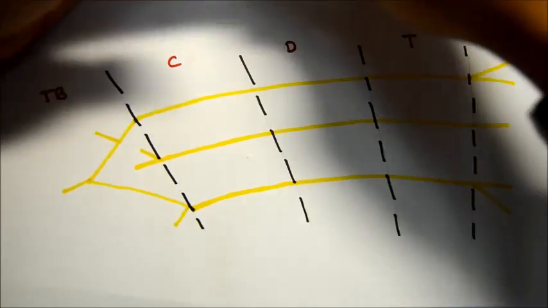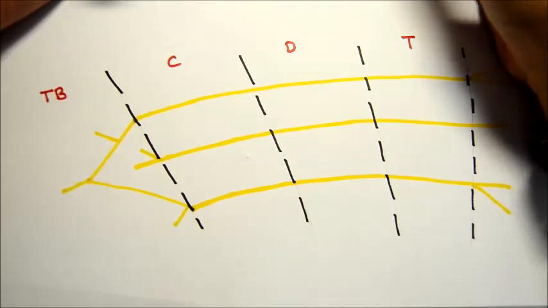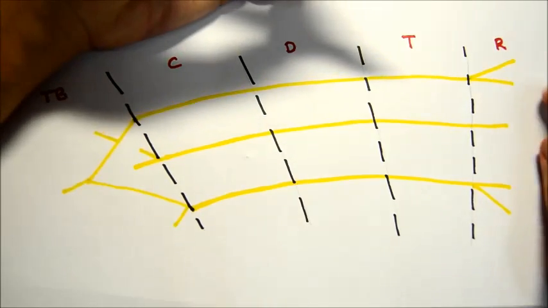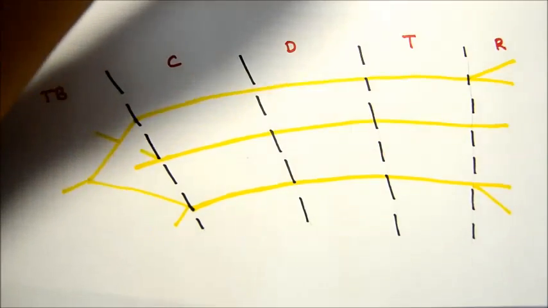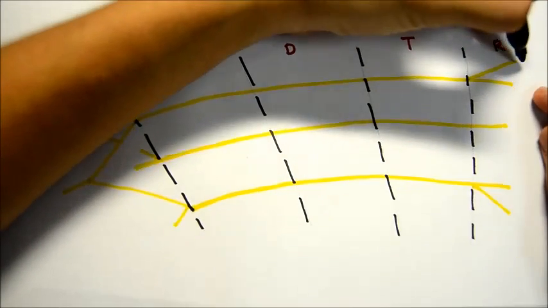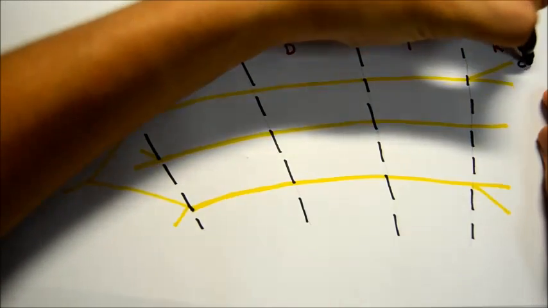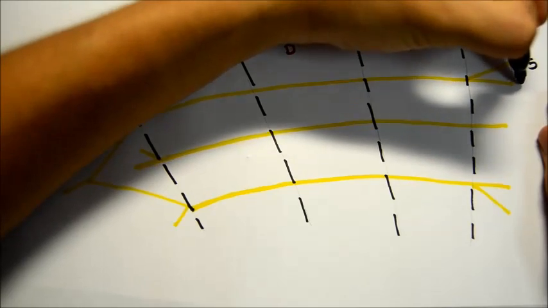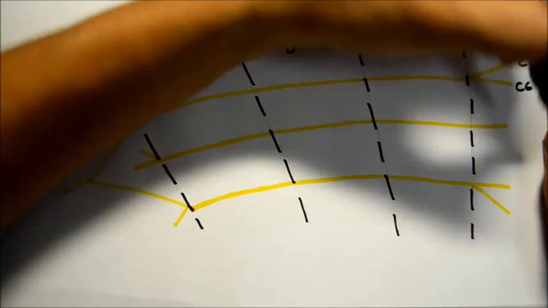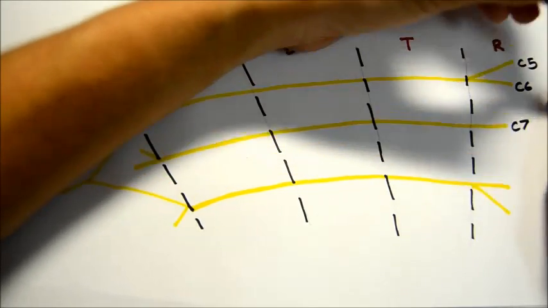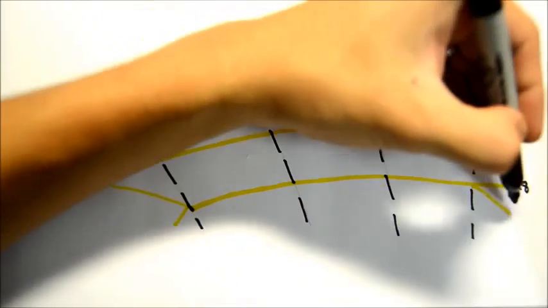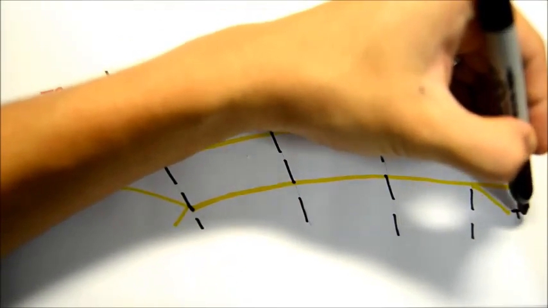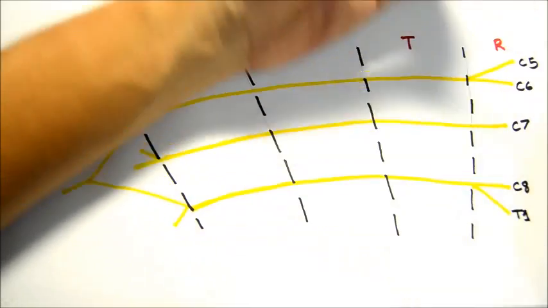Okay. Next, we'll finalize the roots part. Oops, sorry. This one, root value of C5, root value of C6, root value of C7, root value of C8, and the last one, root value of T1. Okay.